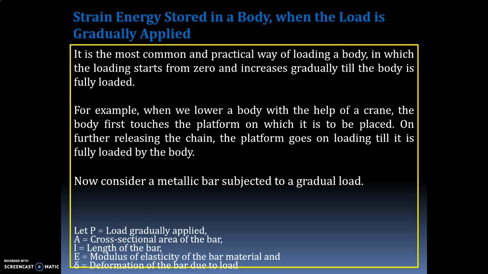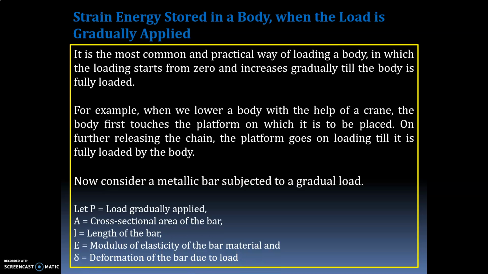Now let us consider a metallic bar subjected to a gradual load. In such a case, these are the terms you have to remember. Let P be the load gradually applied, A the cross-sectional area of the bar, L the length of the bar, E the modulus of elasticity of the bar material, and delta the deformation of the bar due to the load.